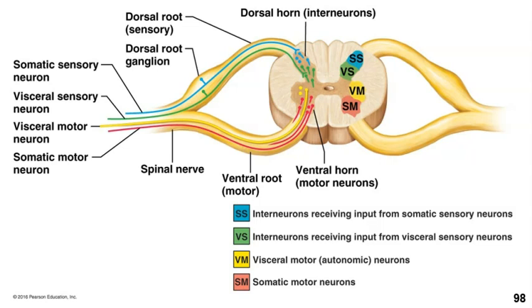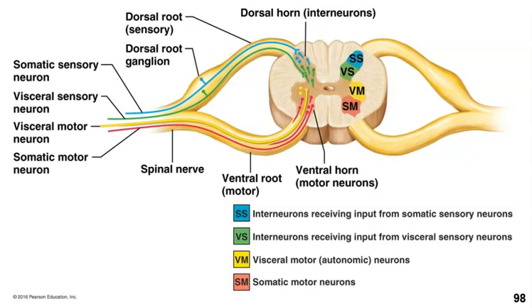Some of the neurons are somatic sensory neurons that are carrying general sensory information from the skin, the skeletal muscles, the joints, as well as other connective tissues. Meanwhile, other populations of neurons are what are called the visceral sensory neurons, which are carrying sensory information from the organs that are located inside the thoracic and the abdominal cavities.